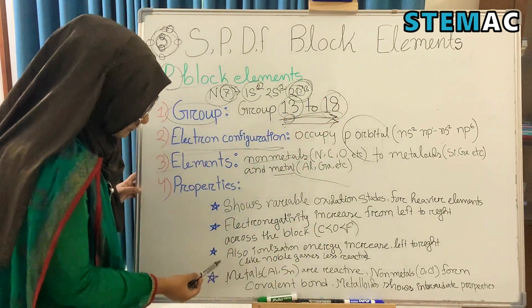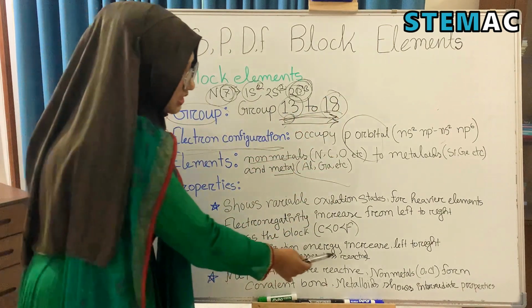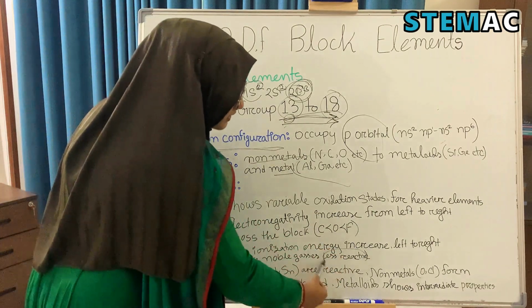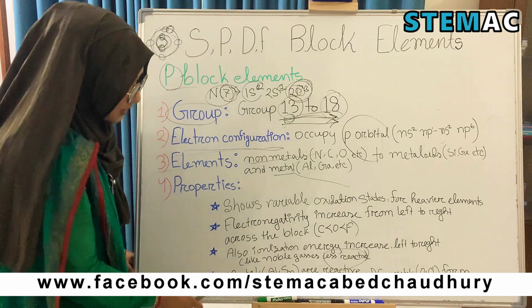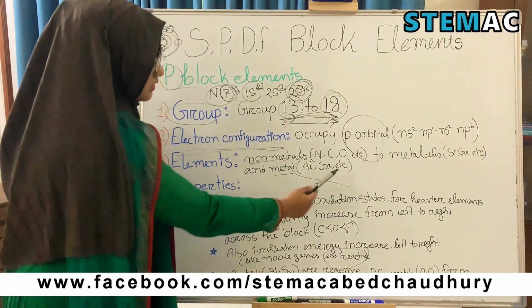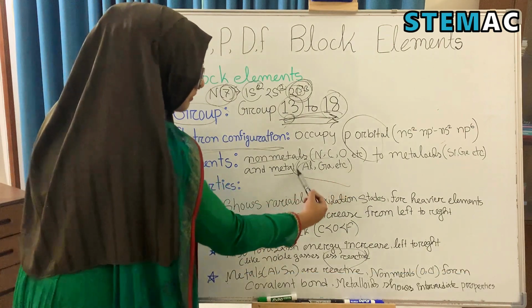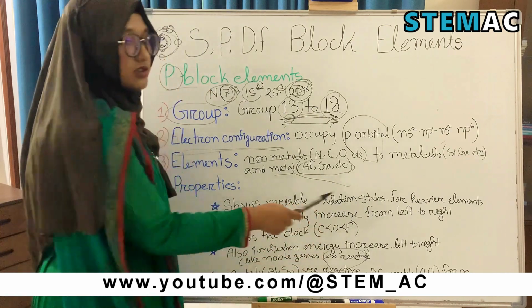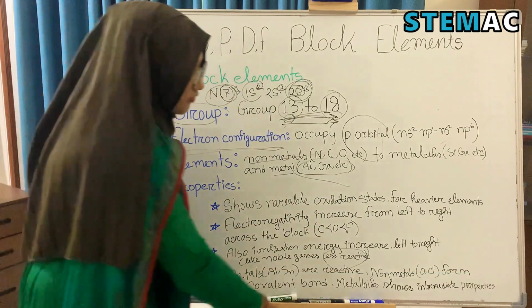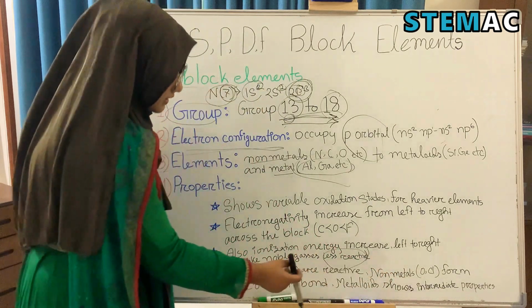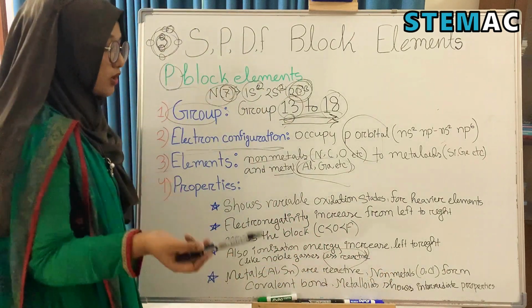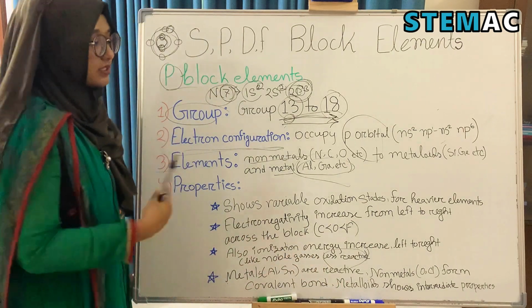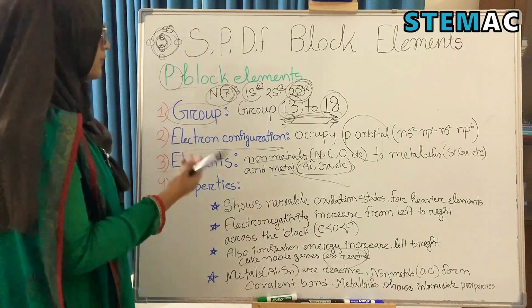Here also, ionization energy increases from left to right, and noble gases are less reactive. For the metals present here, aluminum and gallium, they have more reactivity. In the case of non-metals, like oxygen and chlorine, they form covalent bonds, and metalloids show intermediate states. They show both sides in p block elements.